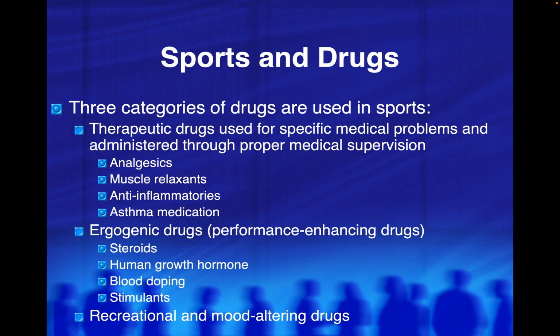Three categories of drugs are used in sports. Therapeutic drugs used for specific medical problems and administered through proper medical supervision, such as analgesics, muscle relaxants, anti-inflammatories, and asthma medication. Ergogenic drugs, performance-enhancing drugs, would be steroids, human growth hormone, blood doping, and stimulants. And then recreational and mood-altering drugs are also used in sports.